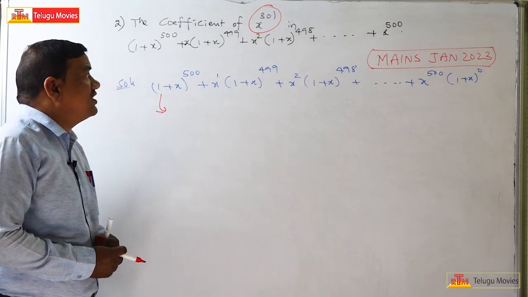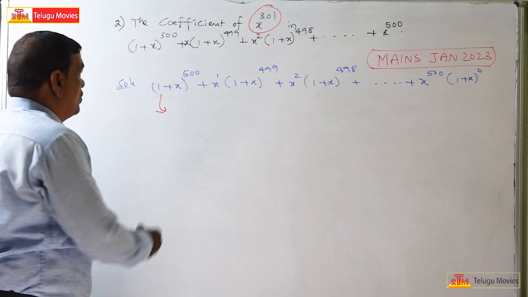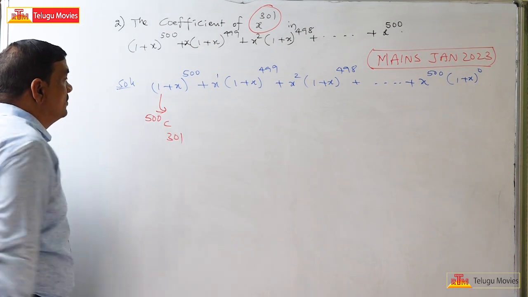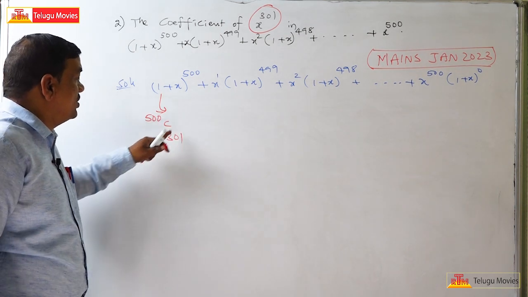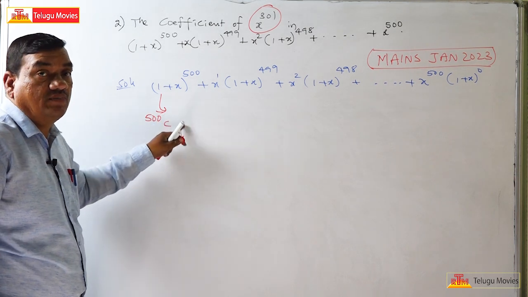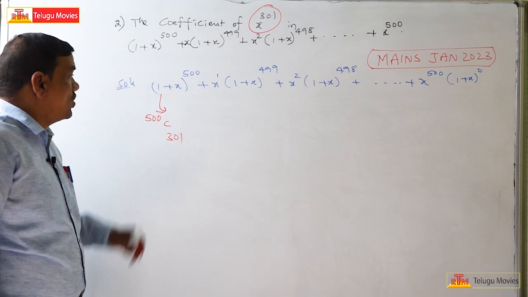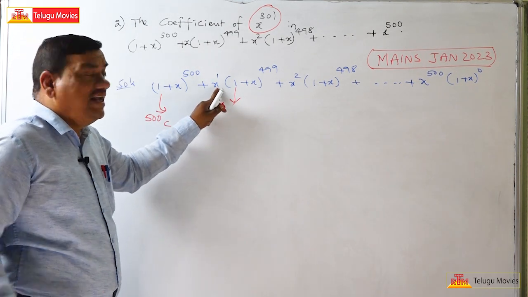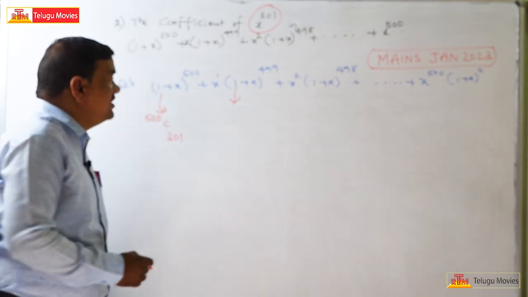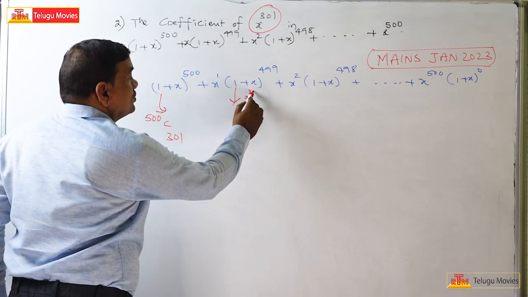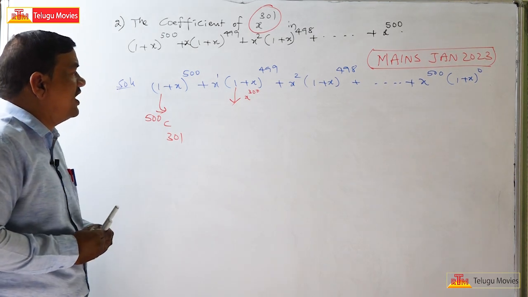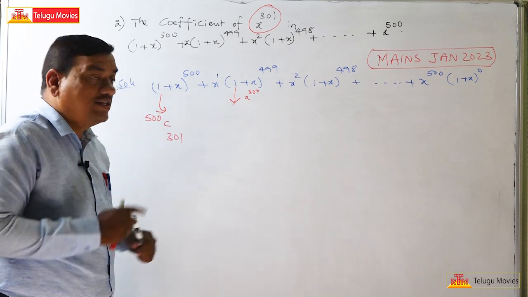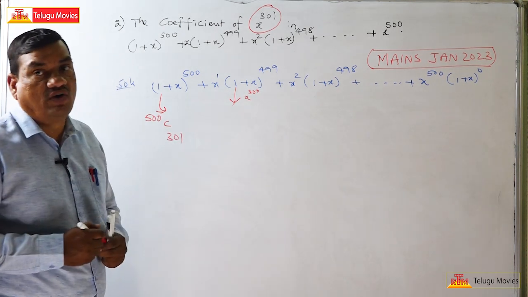What is the coefficient of x to the power of 301? So clearly this is 500C301. So x to the power of 301 will come, so this is the coefficient. Coming to this term, already x is outside. So it is enough if you find the coefficient of x to the power of 300, because x is outside, x into x to the power of 300 is x to the power of 301.